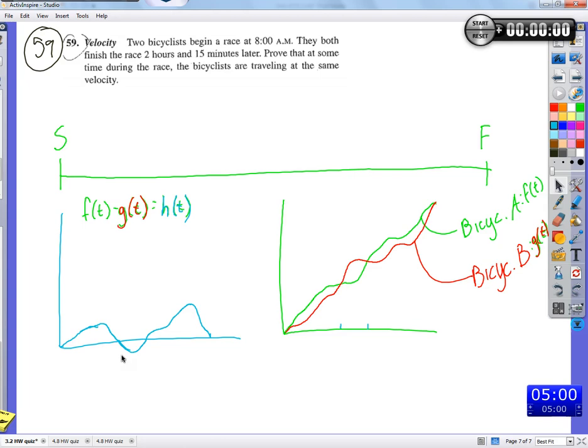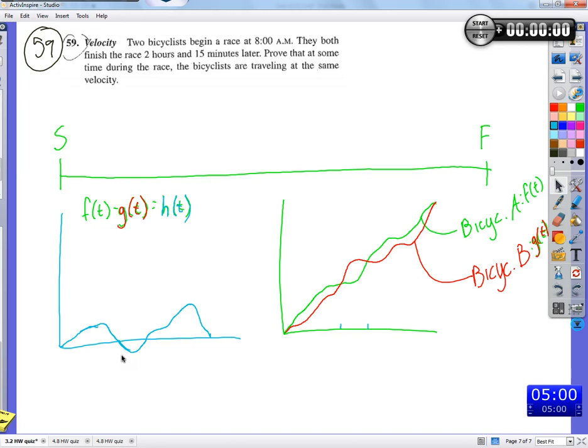In the middle of those, then, would be where they start to change. One's going faster, one's going slower. There'd have to be a point where red starts to overtake again. So if one's going slower and this one's going faster, this one slows down, this one speeds up. At some point, they have to be going the same velocity. Now, they're not going to be at the same place, but they will be going at the same velocity.